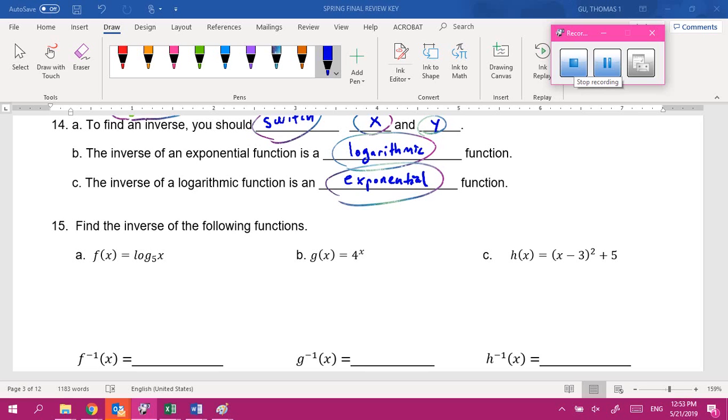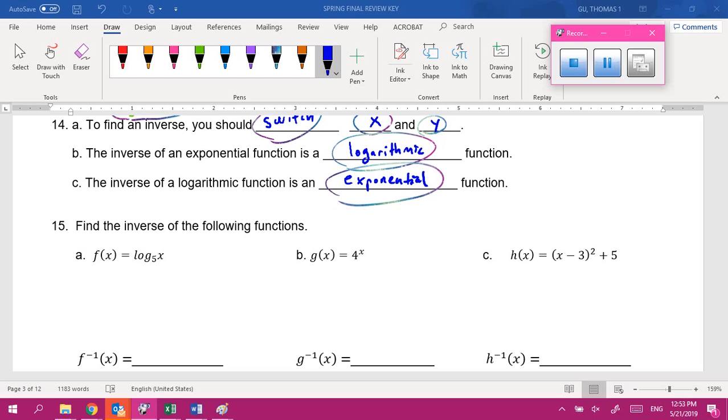So 15, you want to find the inverse of the following function. So first of all, look at a, right? Is that a logarithmic or exponential to start with? It's logarithmic. So that means it should end up as a what? Exponential, right? Because the inverse of a logarithmic is exponential. So this one should end up as an exponential.